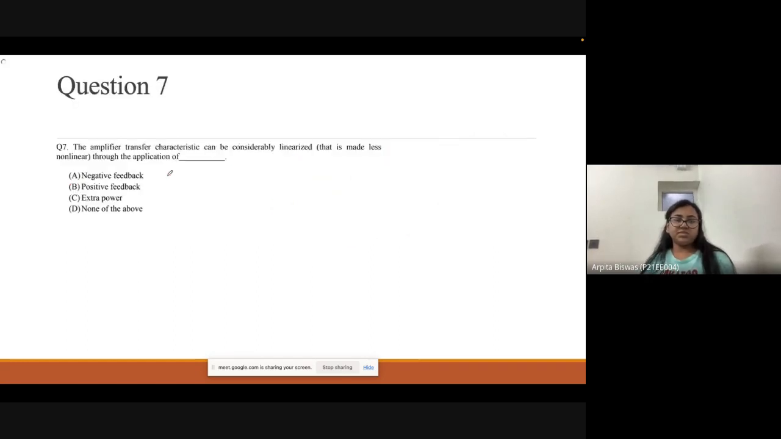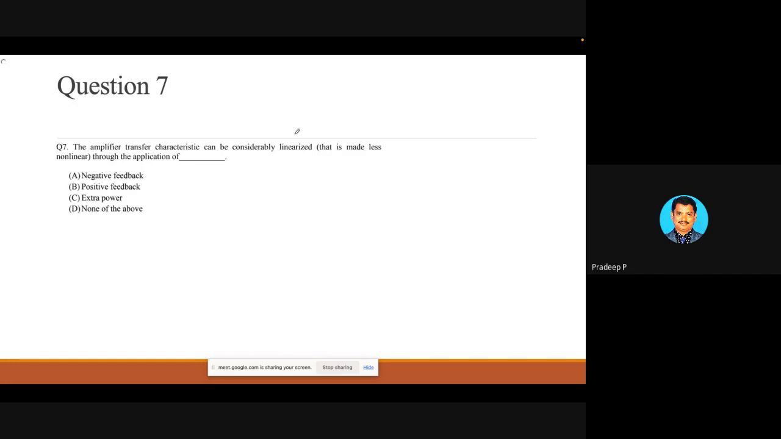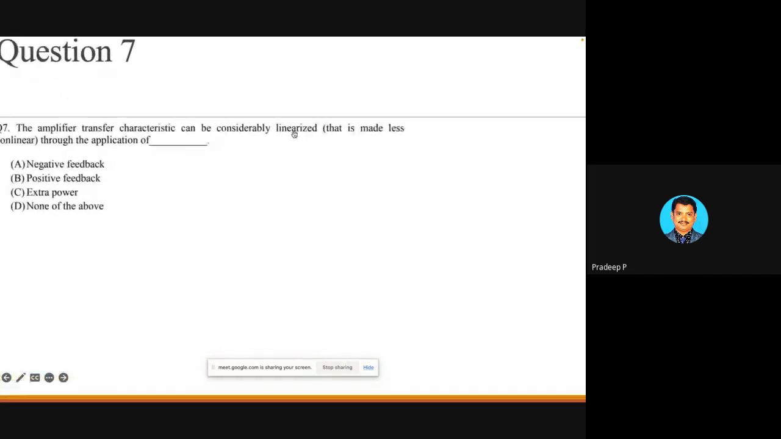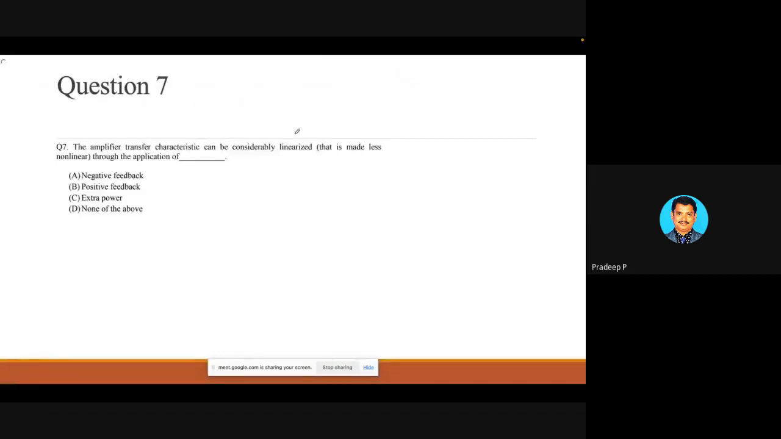So this is question number 7. The amplifier transfer characteristic can be considerably linearized, that is made less non-linear, through the application of: first option is negative feedback, the second option is positive feedback, the third option is extra power, and the fourth option is none of the above. Negative feedback, madam. Okay. It is generally linearized through a negative feedback amplifier. That's why negative feedback.